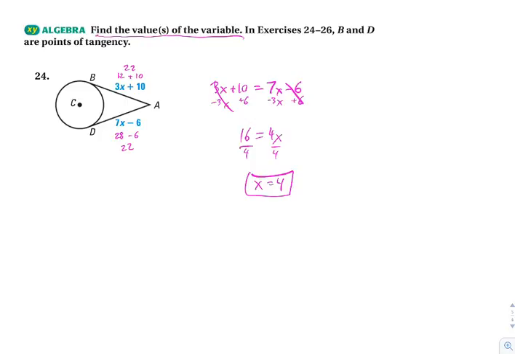So I'm going to do a couple practice problems on IXL. If you feel solid enough already, you can go ahead and try some problems on your own, or stick with me.